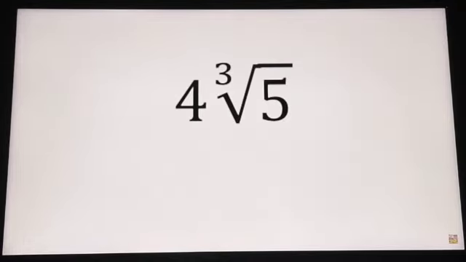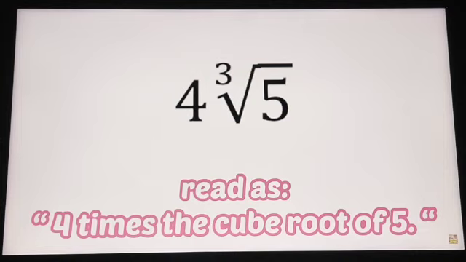The second expression that we have here is read as 4 times the cube root of 5, where our 4 is the coefficient, 3 is the index, and 5 is the radicand.